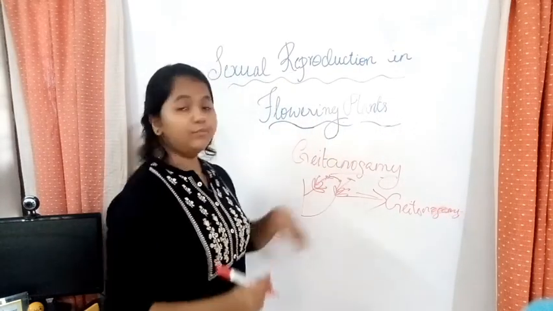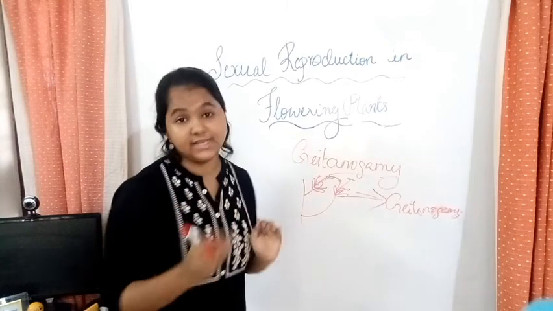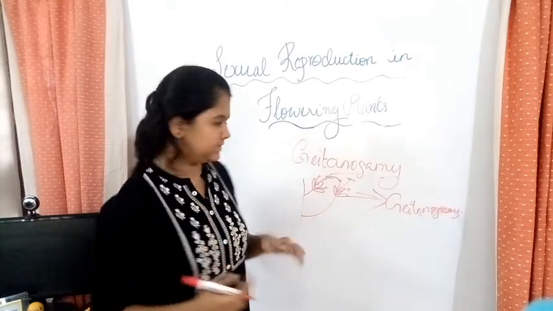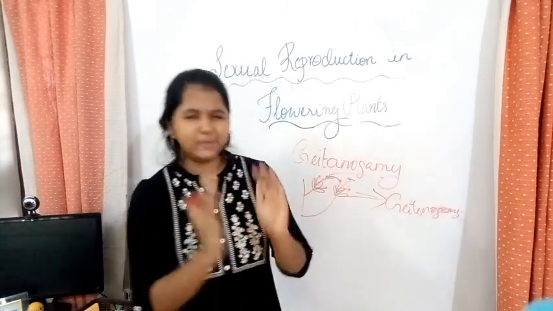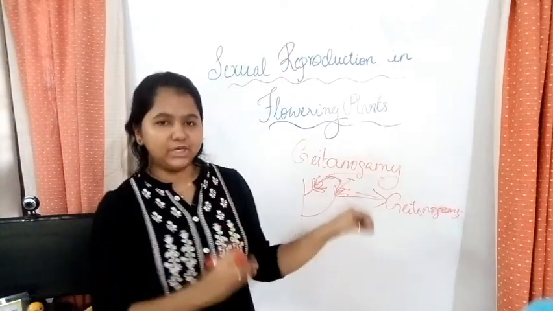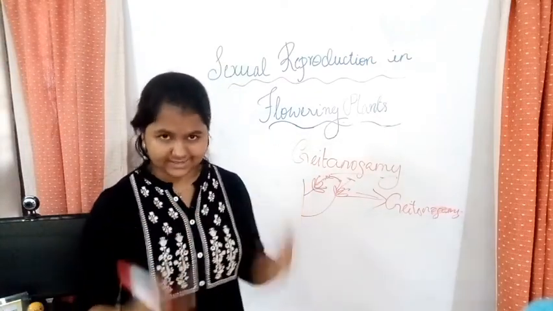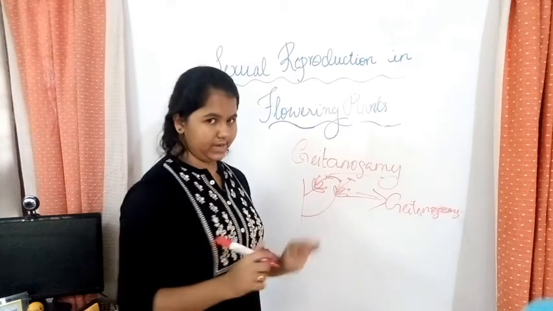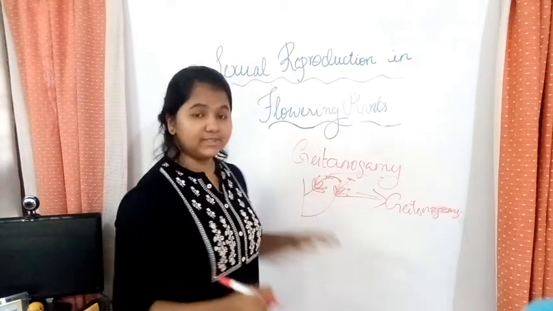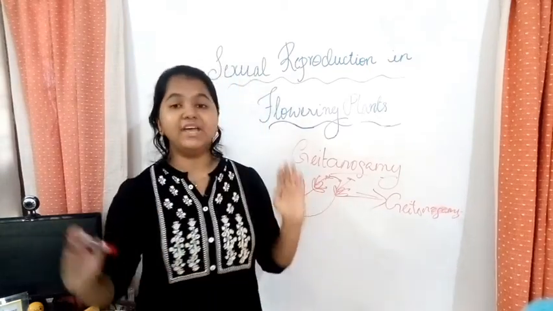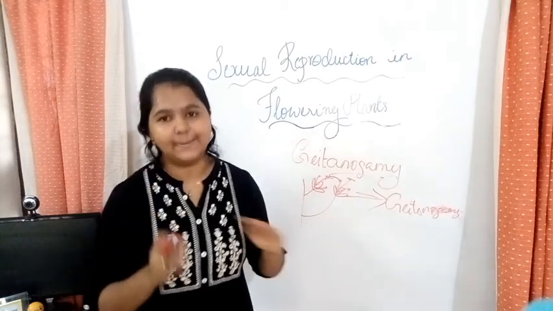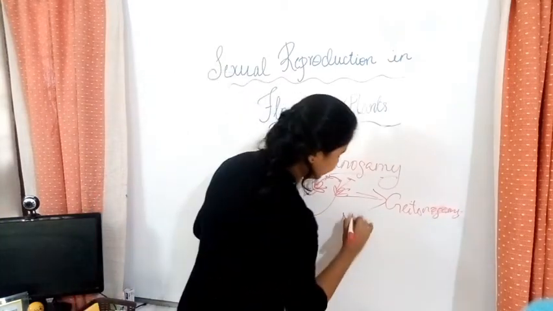So then for geitonogamy also there is a requirement for the pollinators because it is close but it's still apart. So pollination requires what? Pollinators. So that is a requirement. And then the next point is that here also no variation takes place because it's from the same plant. So no variation in the progeny.